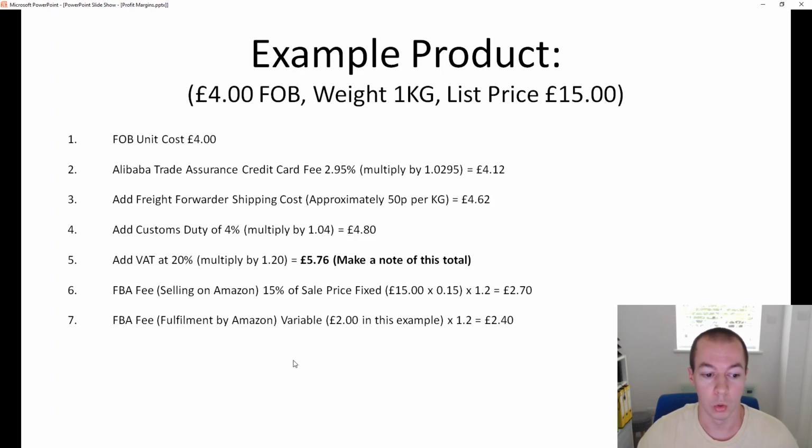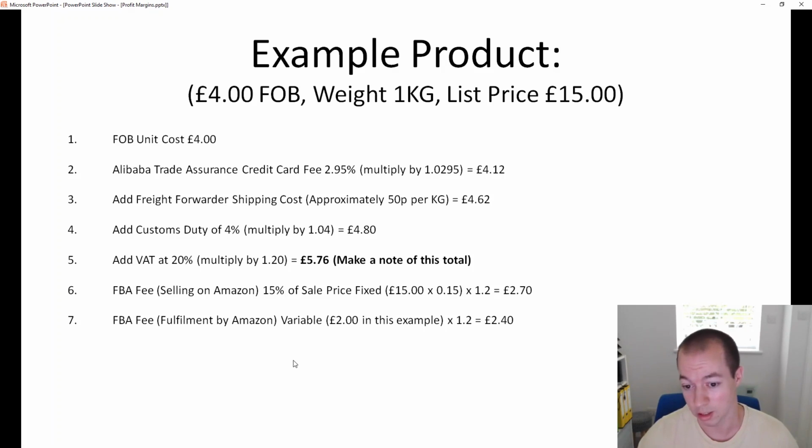And then the actual fulfillment fee, which is variable, I've put it as £2 in this instance, which is quite generous, to be honest, because quite often the fulfillment fee can be higher than the selling on Amazon fee, but I'm going to say £2 just to try and keep it fair. So scale that with the VAT, that takes it to £2.40.